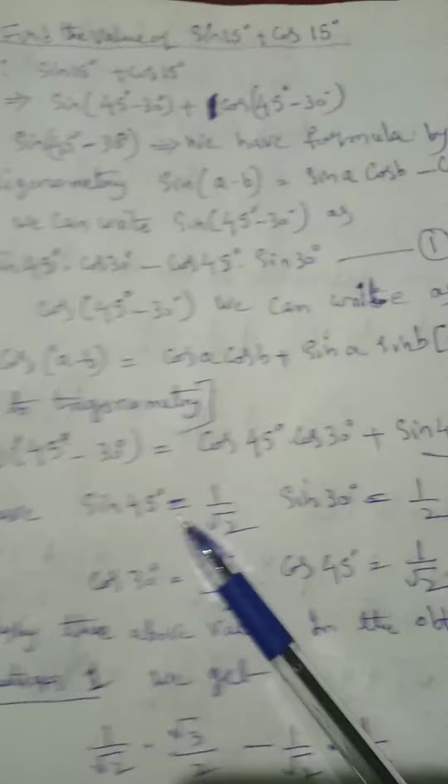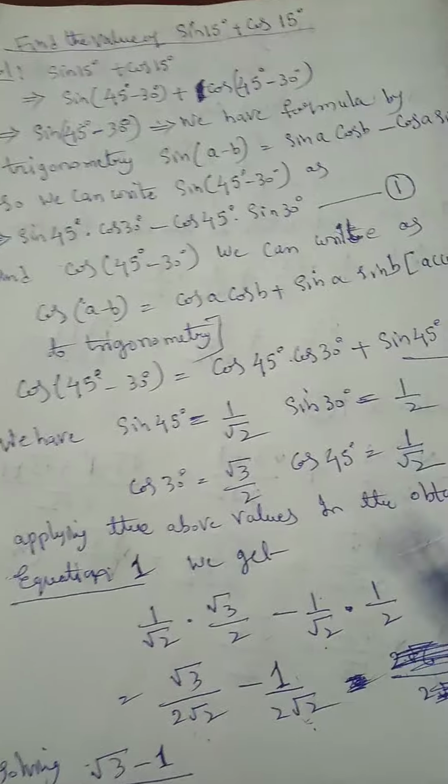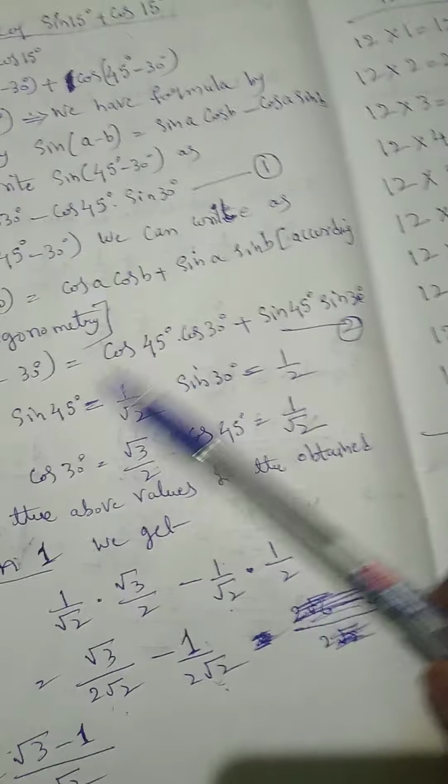Now we have the values: sin 45 degrees equals 1 by root 2, sin 30 degrees equals 1 by 2, cos 30 degrees equals root 3 by 2, and cos 45 equals 1 by root 2. These are the standard trigonometric values.